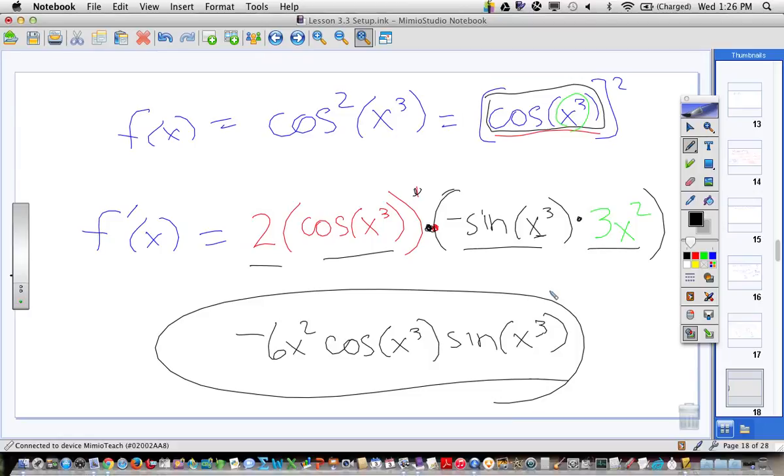Sometimes when you do the derivative of the inside, that takes a while. Sometimes the inside is a complicated thing, and so you have to do quite a bit of work just doing that last part. And that's what happened here. The inside was cosine of x cubed, and so it took a fair amount of work just to do that last part. Okay? Then we put it all together.